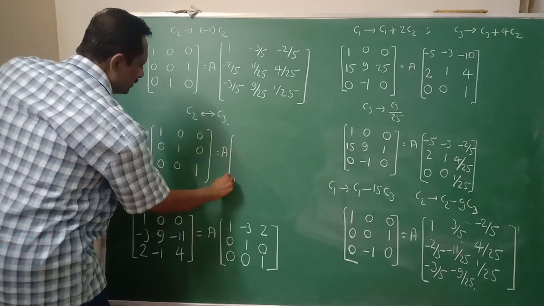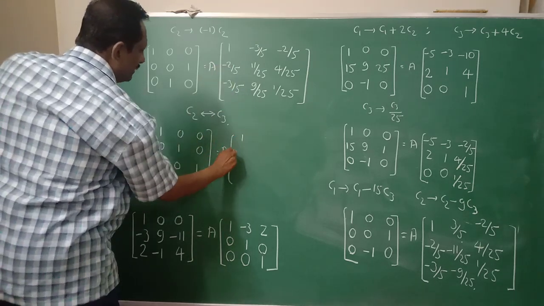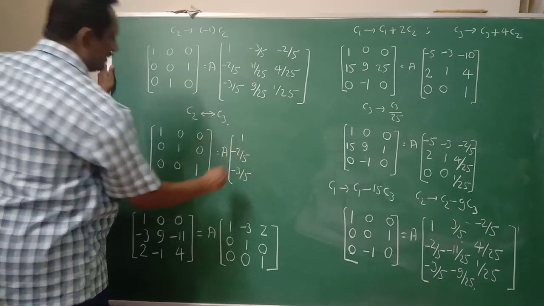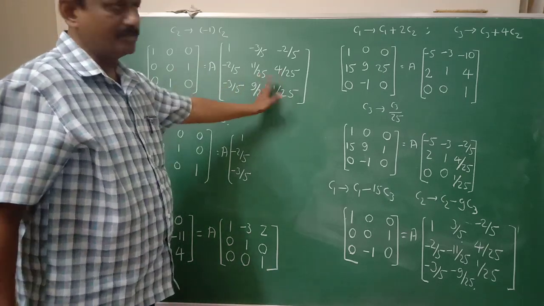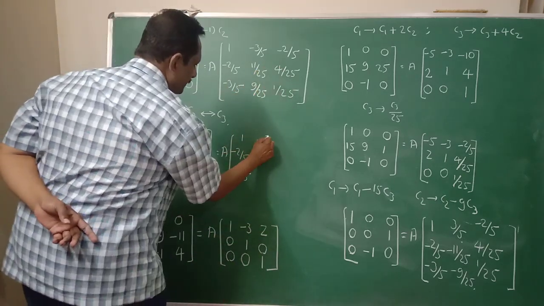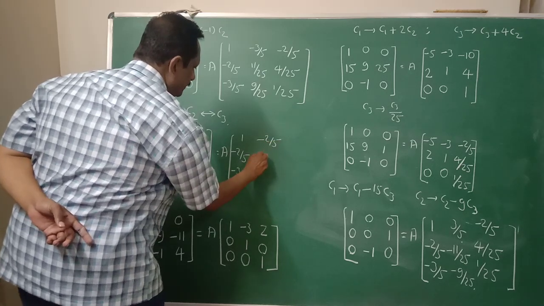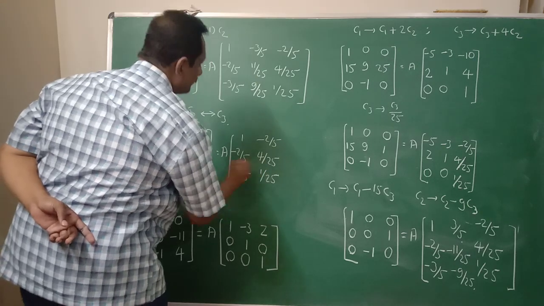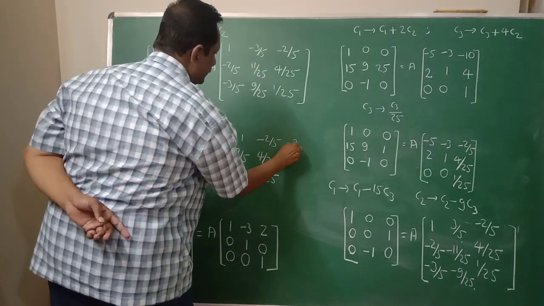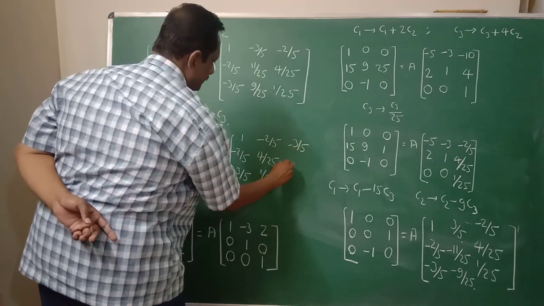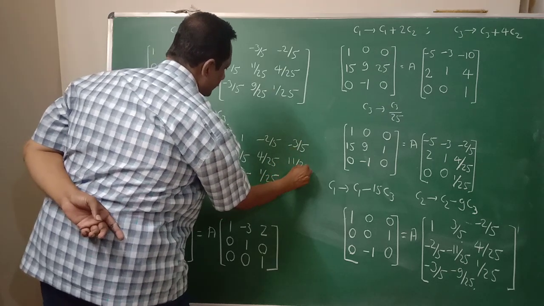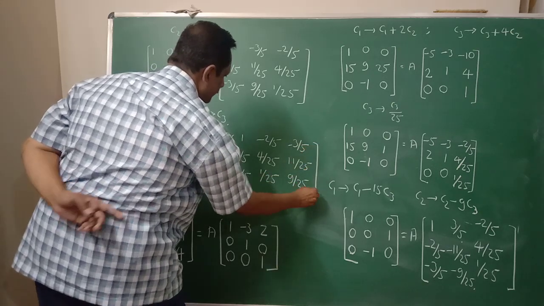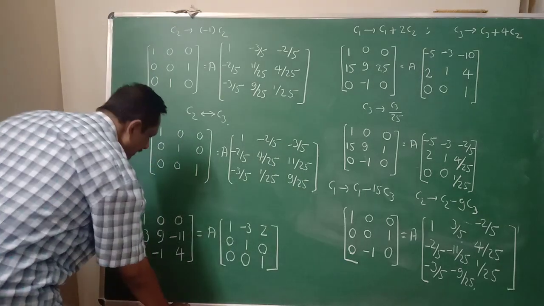Even right hand side also, first column keep as here. 1 minus 2 divided by 5 minus of 3 by 5. Interchanging these two columns here, minus 2 upon 5. Then 4 divided by 25. Then 1 divided by 25. And right here, minus of 3 divided by 5. Then 11 divided by 25. Then 9 divided by 25, 9 upon 25.